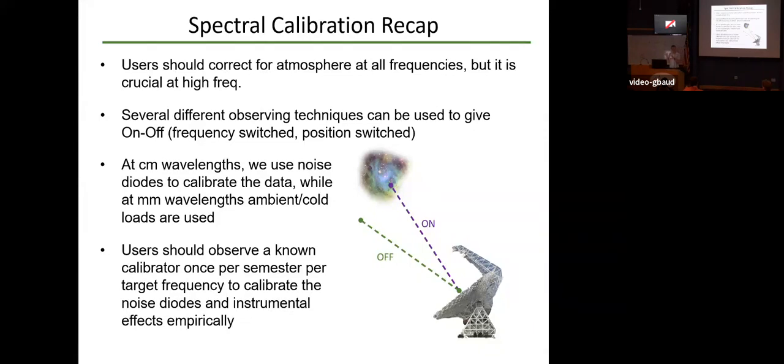At centimeter wavelength, so lower frequencies, we use noise diodes to calibrate the data, while at millimeter wavelengths, higher frequencies, we use ambient and cold loads, that hot and cold load that we showed earlier. You also should observe a calibrator at least once per semester per target frequency so that you can go in and calibrate your objects. A lot of times people will want to do a quick check on a calibration source in every observation. So it is dependent on you to add those in just so that you can check against the noise diodes that everything is behaving as you expect it should be.